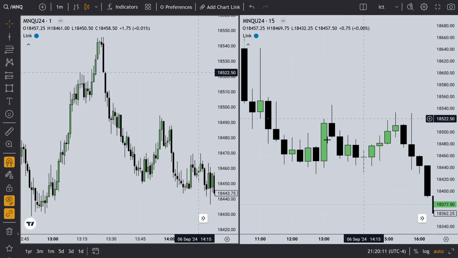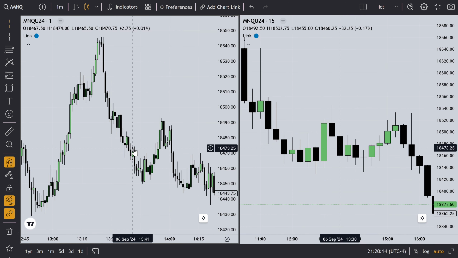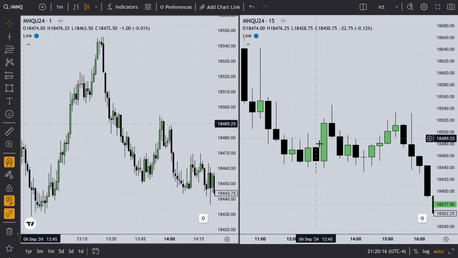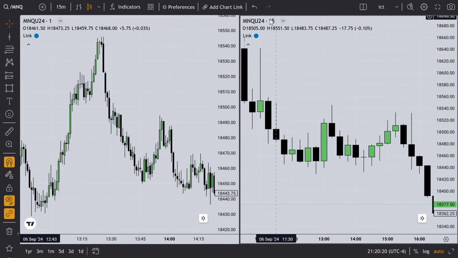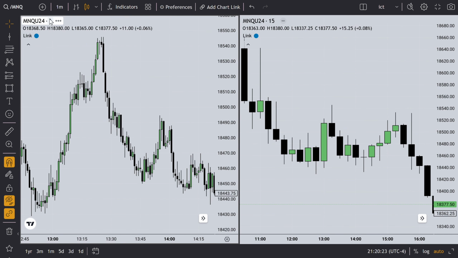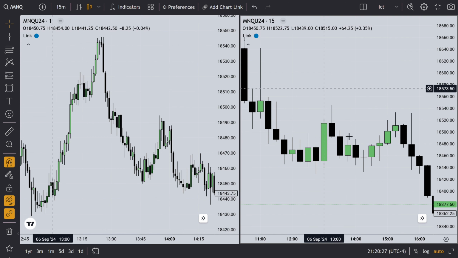And now we are looking at the PM session. Right now there's no lipstick on the chart. This is our 15-minute chart here. This is our 1-minute chart here. Okay. Right away, 1 o'clock is here.